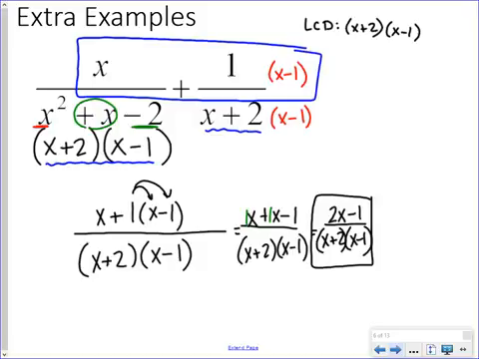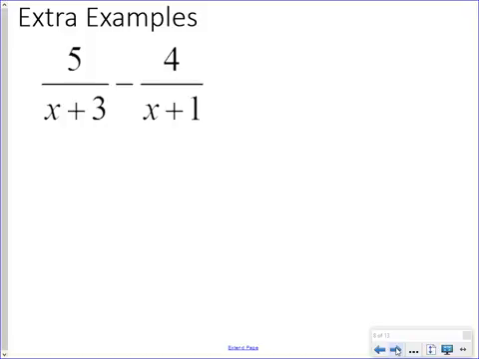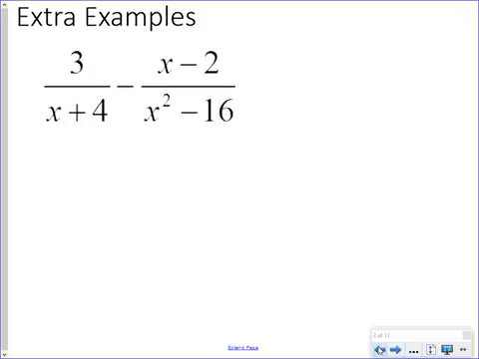Let's look at an additional example. 3 over x plus 4 minus x minus 2 over x squared minus 16.